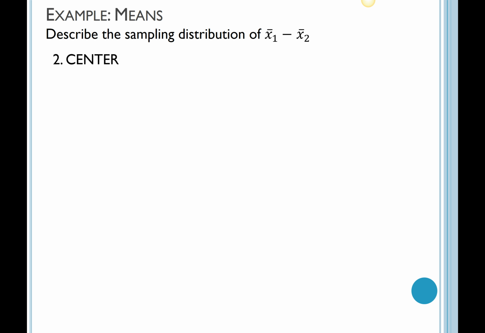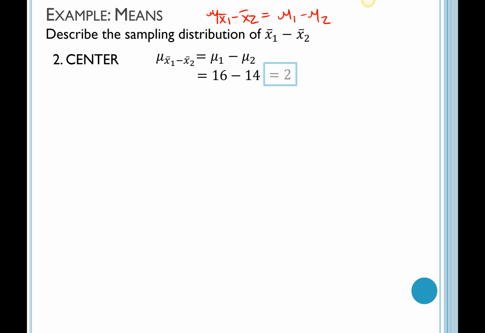Talking about the center next, we're going to continue to use SOX to describe the sampling distribution, regardless of whether it's the difference of proportions or, like this example, the difference of means. From the previous notes slide, remember that the mean of x bar 1 minus x bar 2 is just mu 1 minus mu 2. So that's simply going to be 16 minus 14, which gives you a positive 2. So the average weight of pugs is 2 pounds heavier than that of Pekingese dogs.